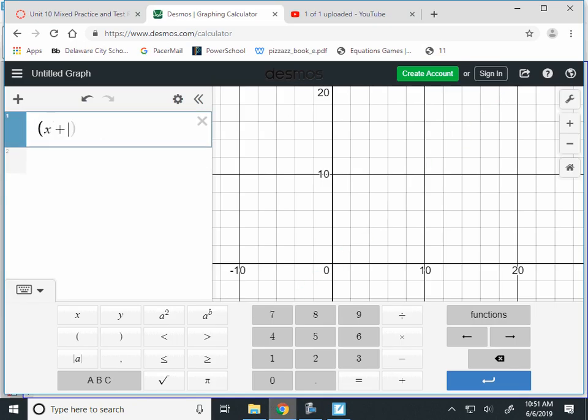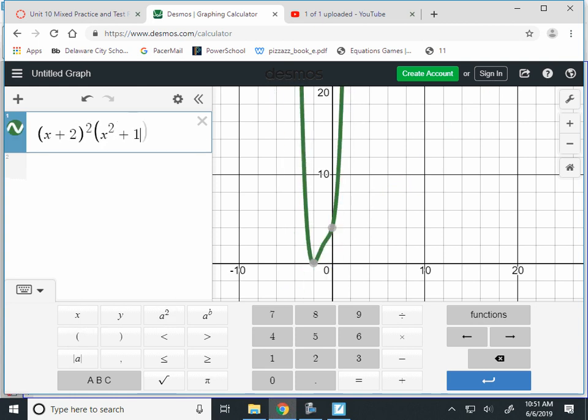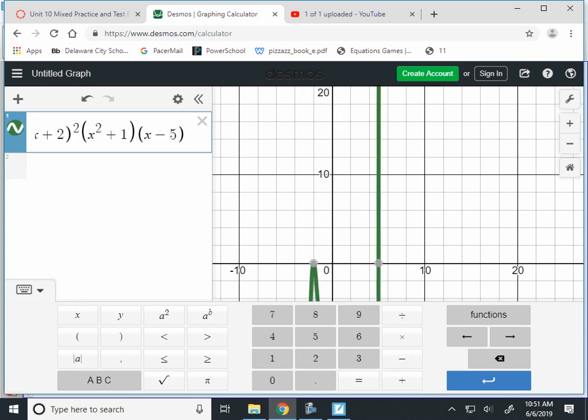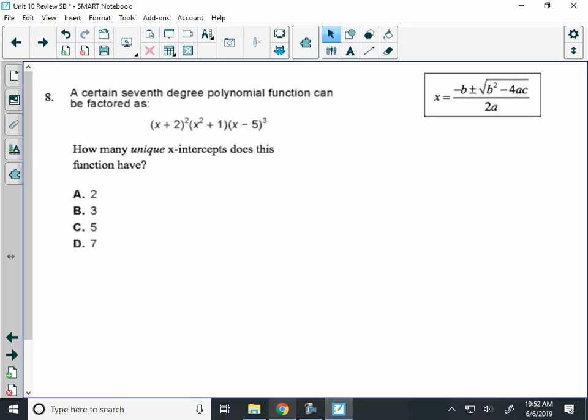Parentheses x plus 2 squared. Now parentheses x squared plus 1. And the last parenthesis is x minus 5 cubed. Now look at your graph. How many different x-intercepts are there? There's 1, 2 of them. So this has 2 unique x-intercepts. Okay, don't overthink it. Graph it if you don't know.